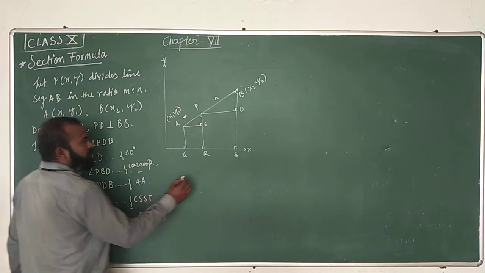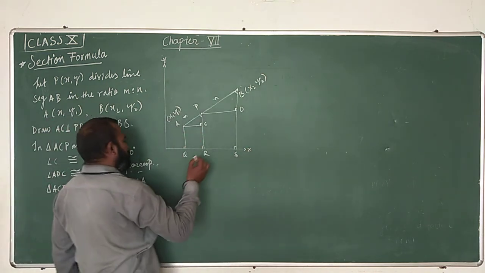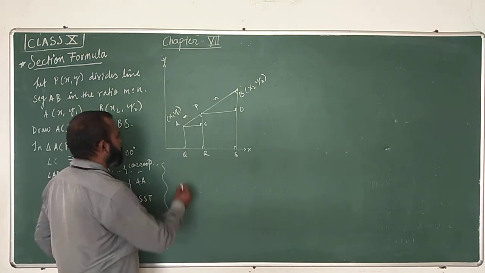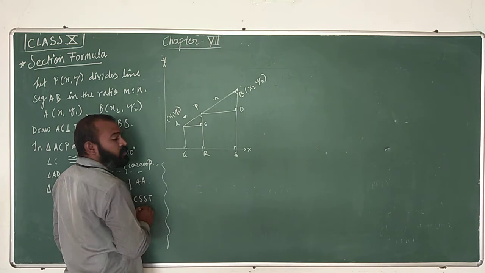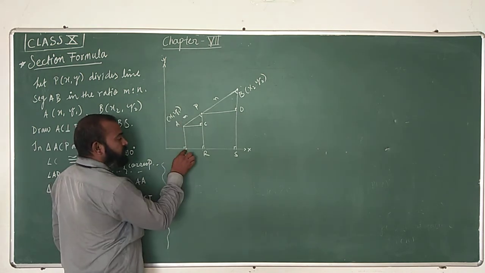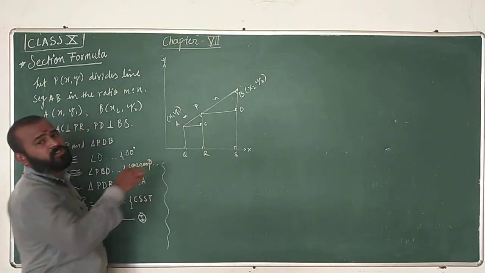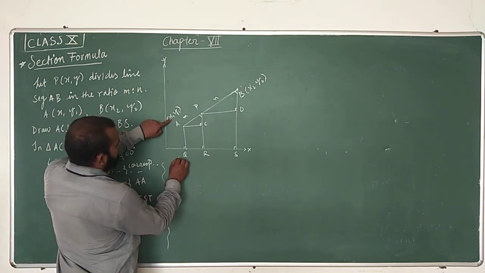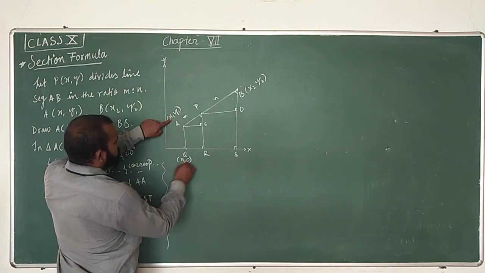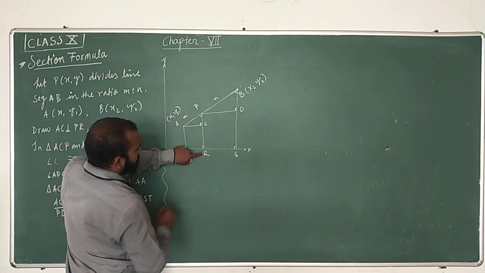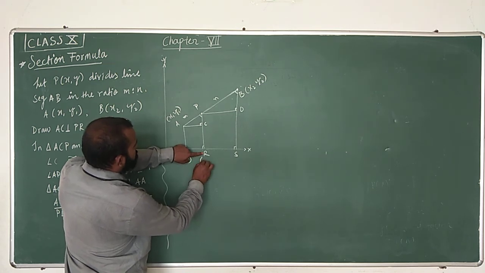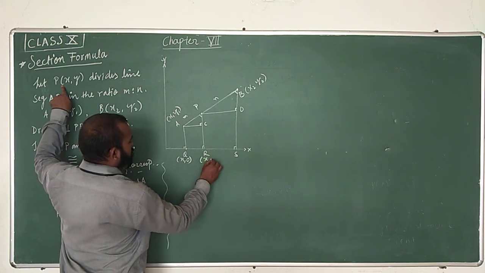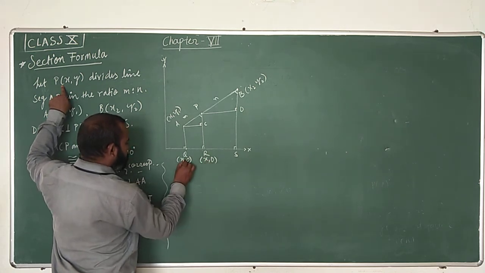Now tell me what will be the coordinates of point Q? Q lies on the x-axis. So if it lies on the x-axis, its y coordinate will be 0. तो क्या हो जाएगा ये? x1, 0. Point R lies on the x-axis. Again y coordinate 0. So point P के coordinates क्या लिखेंगे अपन? x, 0. ये x1 है.